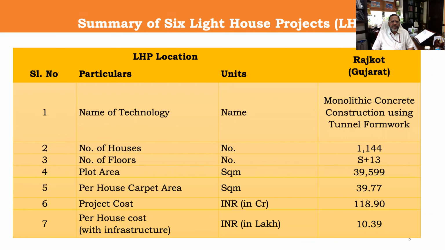statistics of this project. Here, the technology, as I told you, is monolithic concrete construction using tunnel formwork. We call it monolithic concrete construction because tunnel formwork enables shear wall construction, which are connected monolithically. The number of houses being built here are 1,144 in a structural configuration of stilt plus 13 stories, so overall 14 stories. The project cost is 118.9 crore.